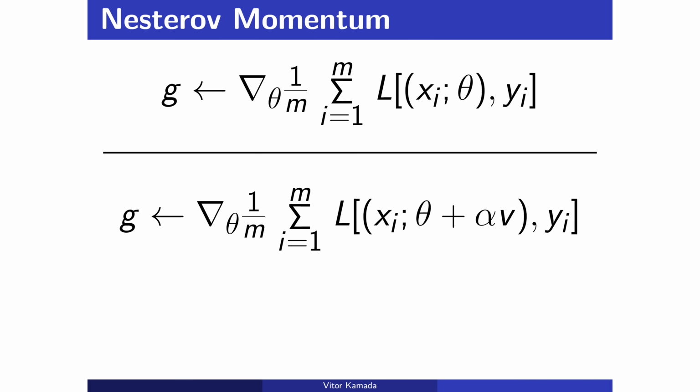Let's summarize. Velocity is a function of past velocity and past gradient. Then theta is a function of past theta plus the velocity. This is an iterative process. We keep doing this until we get the optimum theta and hope that this optimum is the global minimum, or at least a reasonable minimum.